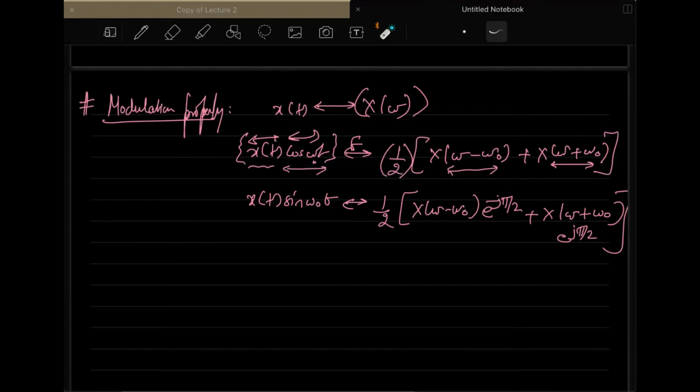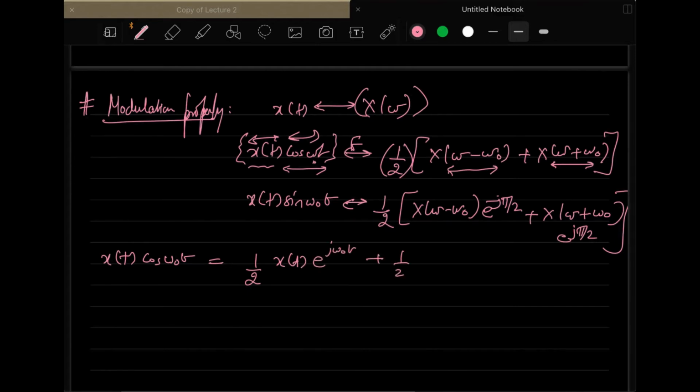If you want to prove this, you can take x of t cos of omega naught t, which is basically 1 by 2 x of t e to the power j omega naught t plus 1 by 2 x of t e to the power minus j omega naught t. So you are just replacing cos omega naught t by its exponential representation.